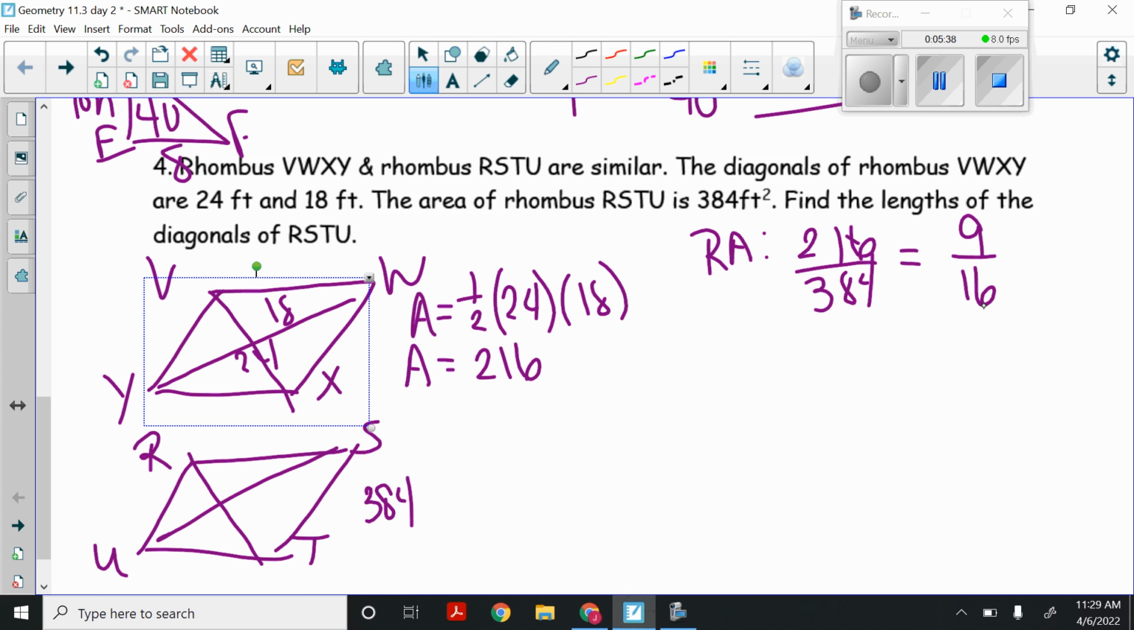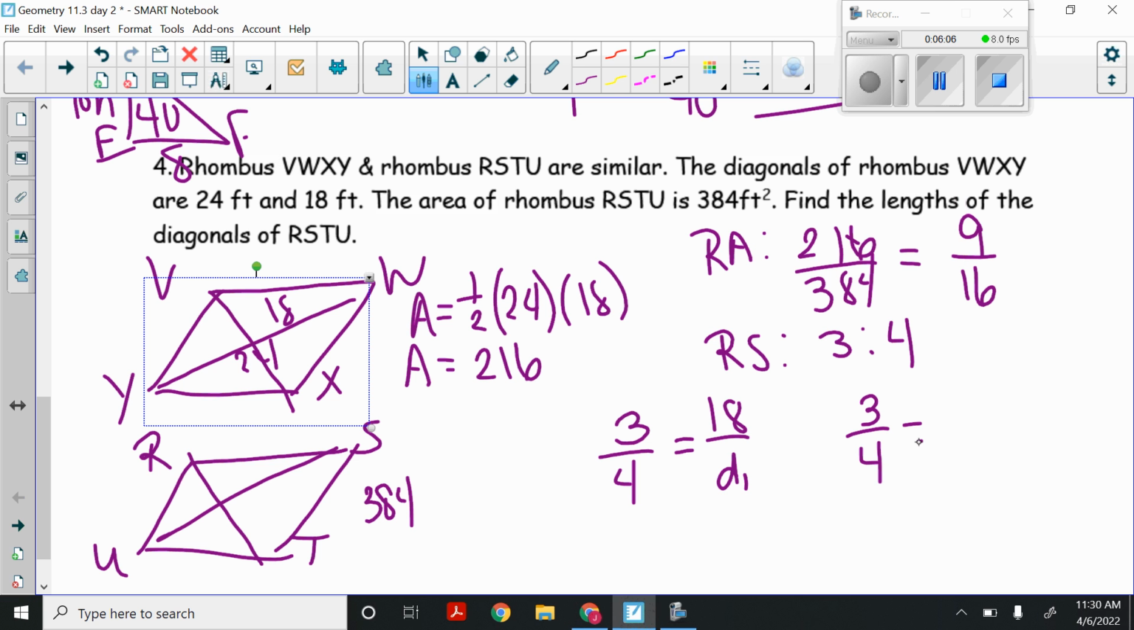So now I can find the ratio of my sides. Remember, I take the square root of the area, so it's going to be 3 to 4. So now I can set up my proportion. 3 to 4 is going to equal, pick one of the diagonals, and it doesn't matter which diagonal I pick, so I can pick 18 over diagonal 1. And then 3 to 4 equals, over my other diagonal, 24 over diagonal 2.